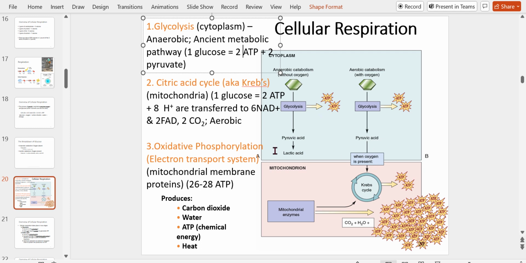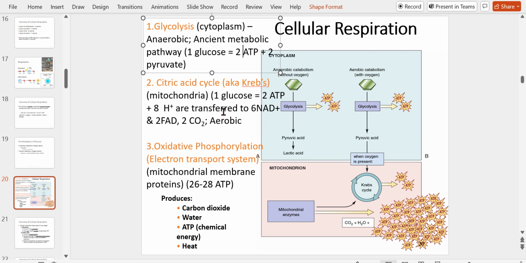All right, and there's your 2 ATP. There's 1 pyruvate, another pyruvate right here, and your 2 ATP are produced. No oxygen. But then you'll see that these pyruvate molecules move into the mitochondria. And that's what's going on here.